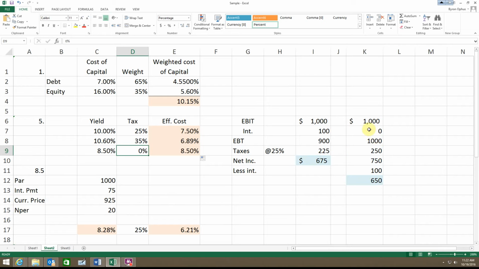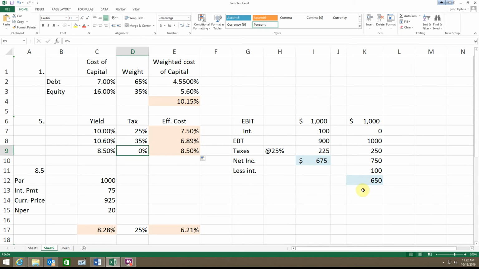$675. On the other hand, if we didn't get to deduct that interest, right, then our earnings before taxes would be $1,000, and we'd pay $250 in taxes, $25 more. Our net income here, if we're not counting any interest, but subtracting the interest to kind of equalize these two things, we'd only make $650 here.